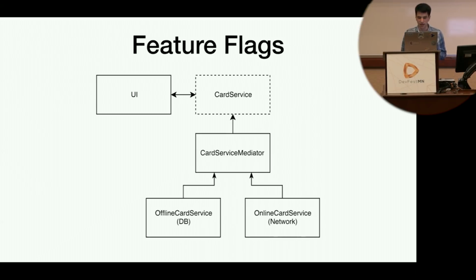And so for that, we created something called the CardService Mediator. And the CardService Mediator also implements the card service. And it holds both the offline and the online version. And what this let us do is, for any given function, we would just call the online version of this function until we were ready to make it offline. And then once we're ready to make it offline, then we can stick in the offline version. But we can also have a feature flag which says, but by the way, only do this for dev builds for some amount of time.